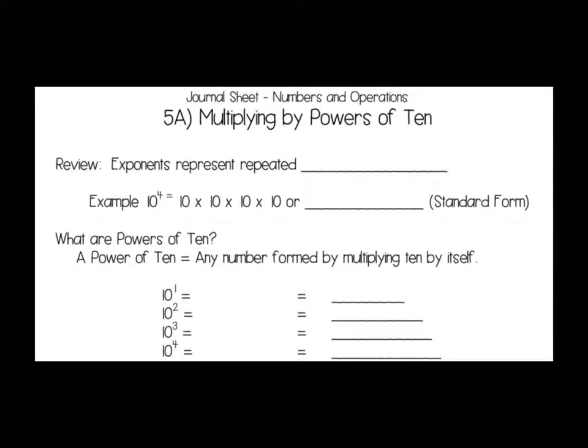Now let's begin. In our last lesson, we were learning about exponents and how an exponent actually represents something called repeated multiplication. For example, if we had 10 to the fourth power here, that would represent 10 times 10 times 10 times 10, 4 times. Or if we were to write that in standard form, we would have 1 and 4 zeros, giving us the number 10,000.